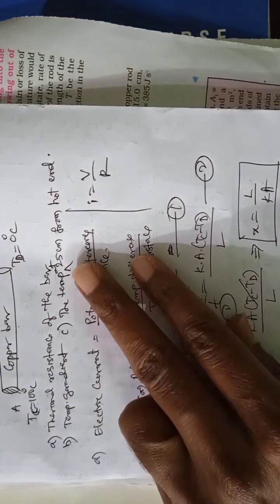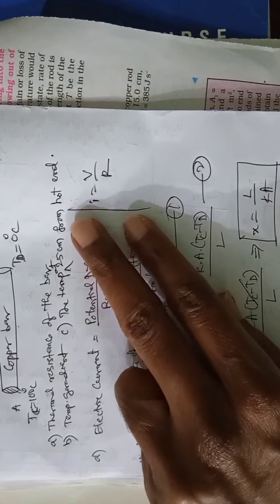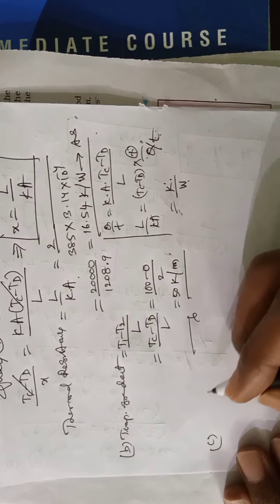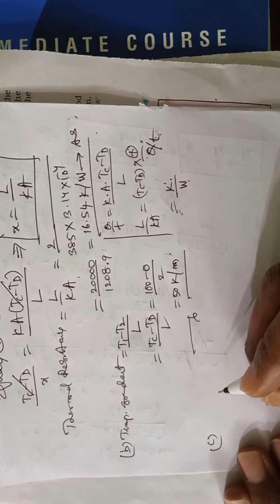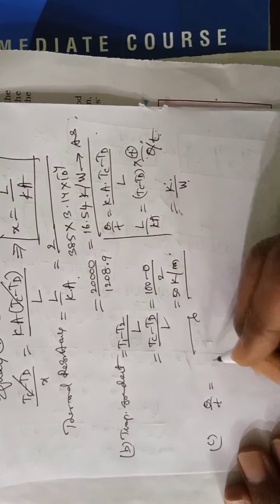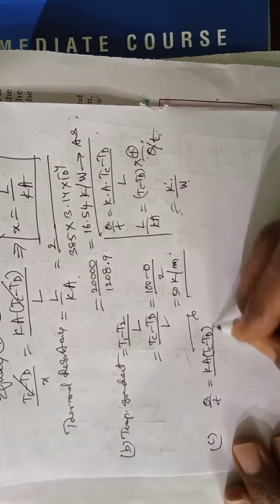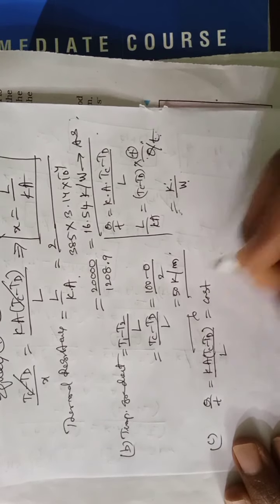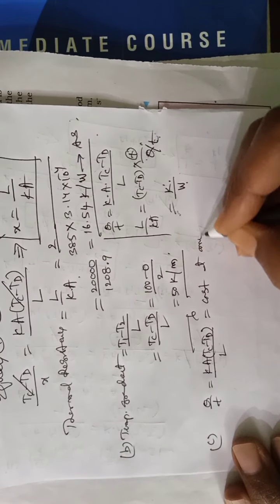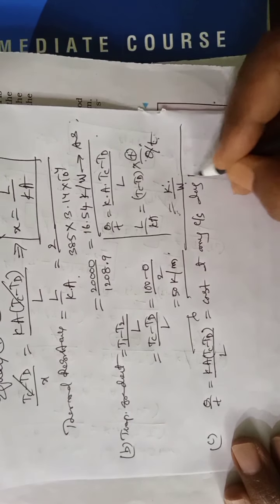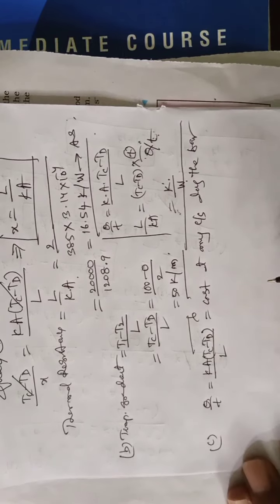Now third one. The temperature at 25 centimeters from hot end. Okay. So this is very important. See, we know that rate of heat flow is constant anywhere along the bar. Q by T, that is Ka Tc minus Td by L. This is constant at any cross section along the bar. It is constant.